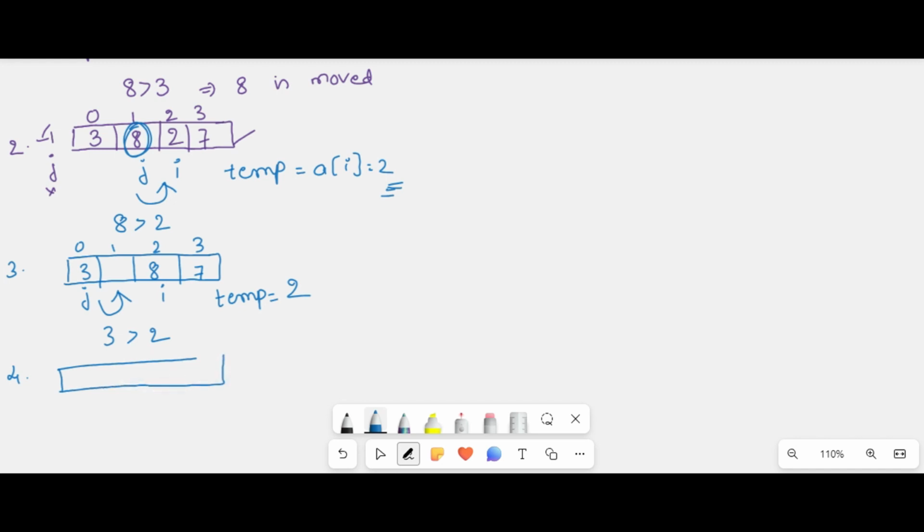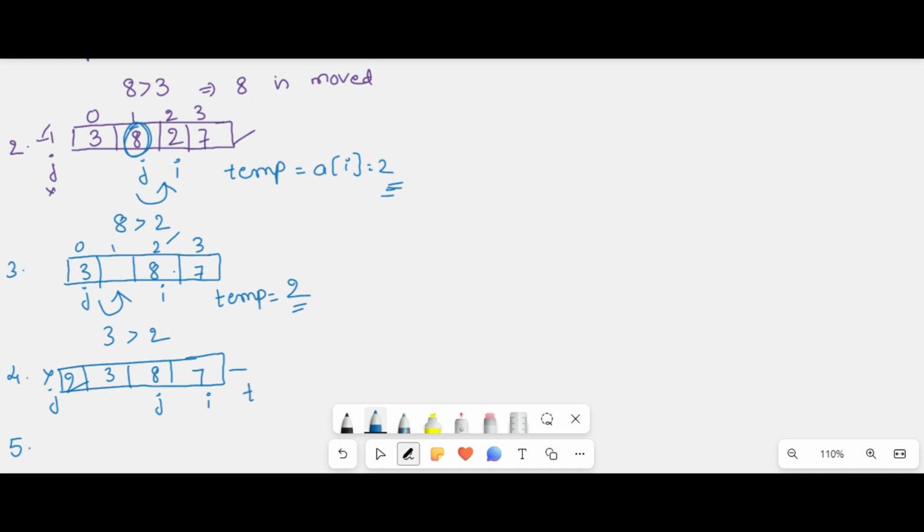Now the array is 0, 1, 2, 3. 3 is present here, 8, 7. J will be decremented, which is an invalid position. Then this temp is placed in this position. Okay. So now, this is the array we have to consider. Now what shall we do? Now increment I. I is present here.